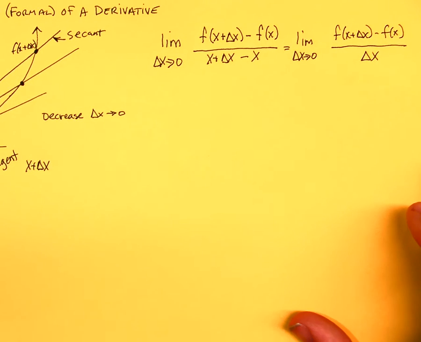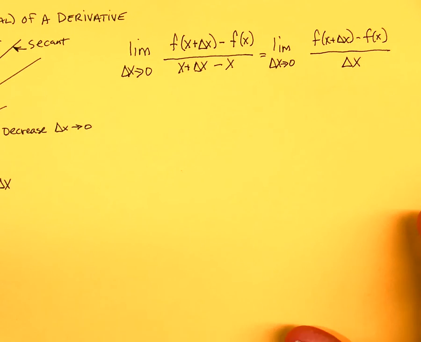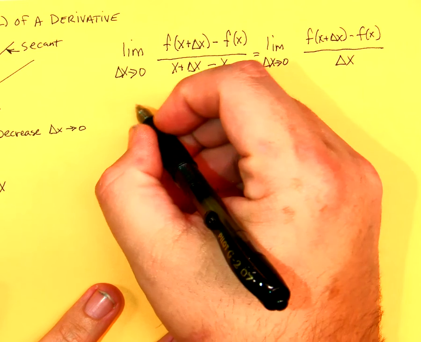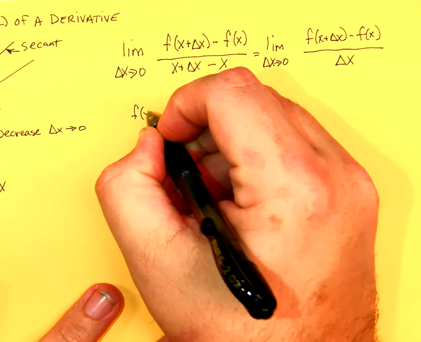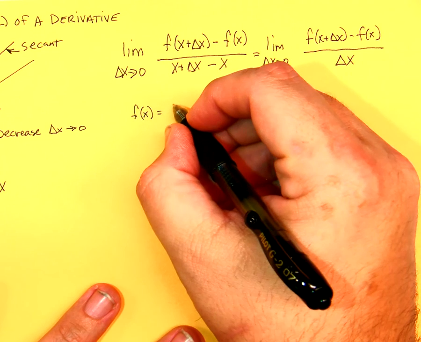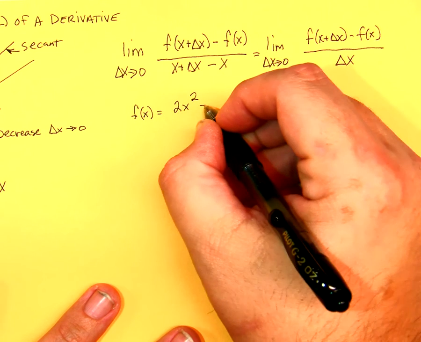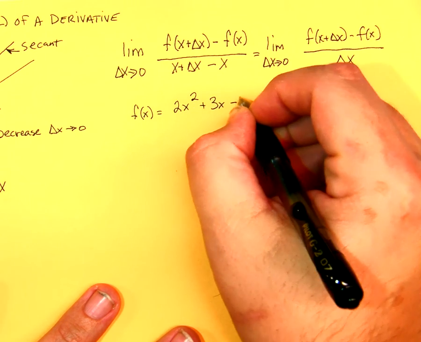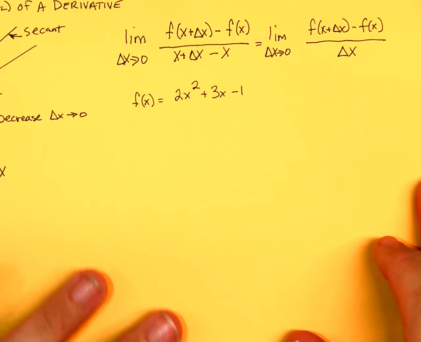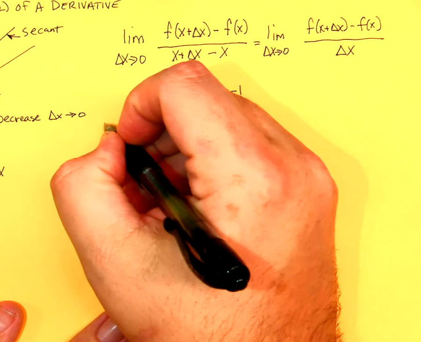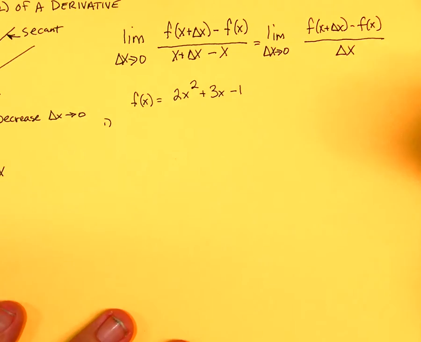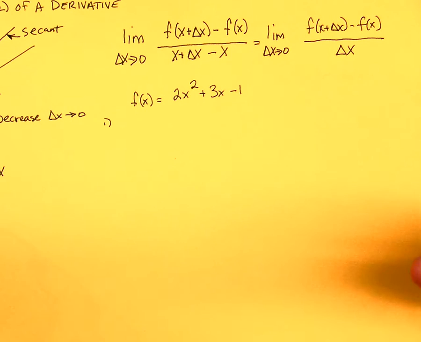And to show you how it isn't really too bad, let's take, for example, the function f of x is equal to, let's say, 2x squared plus 3x minus 1. The first thing you always want to do, and we're going to break this down into 4 or 5 steps, depending on how you feel.